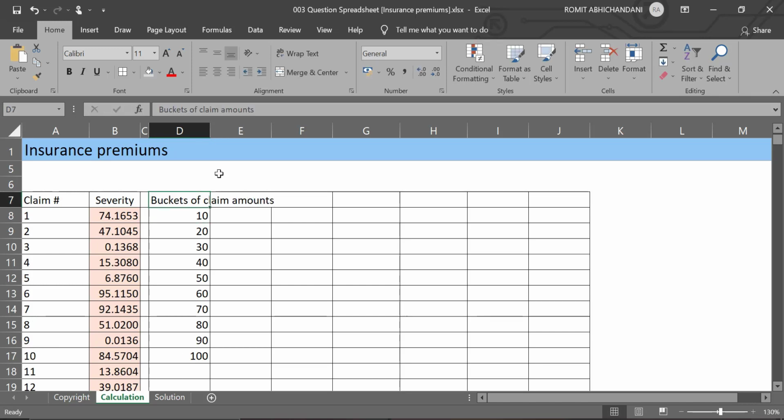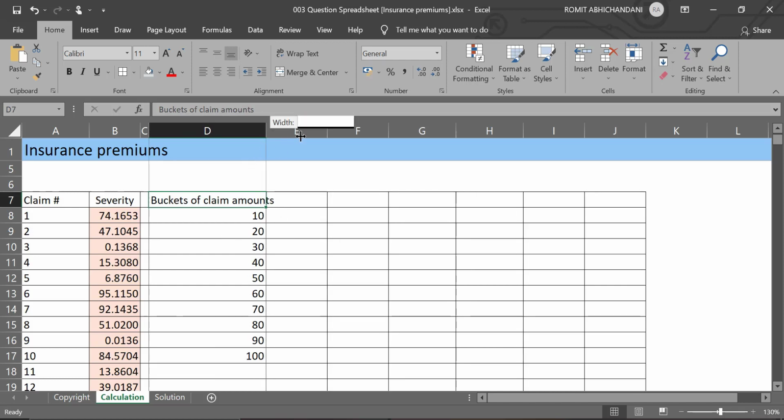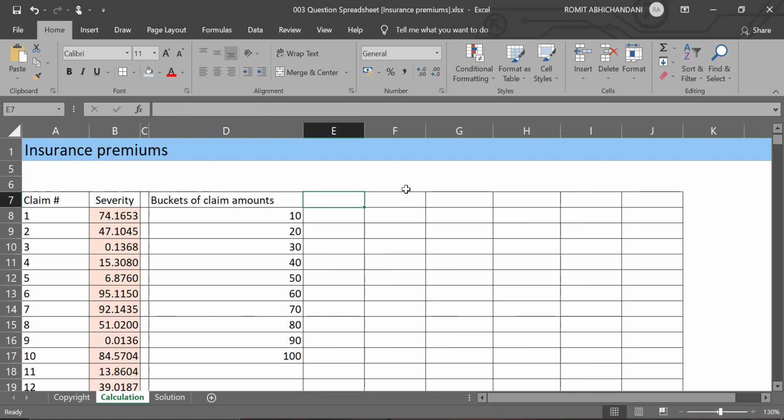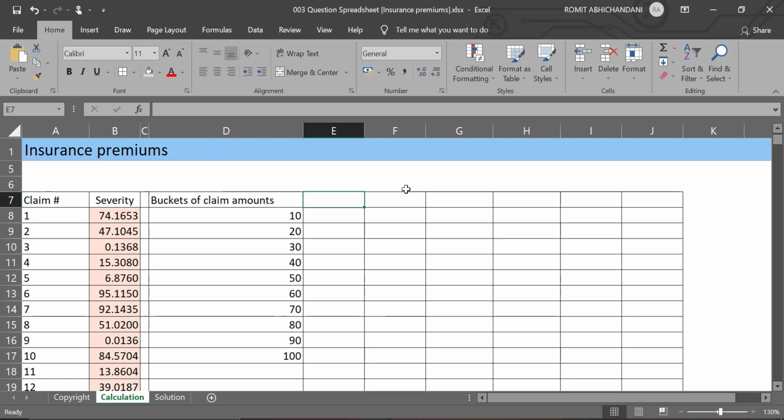usually they'll give you the column names. I am just doing this because they haven't given the column names, so we are doing it as per our understanding. So, buckets of claim amounts and frequencies. You want to understand in what bucket how many claims are there.